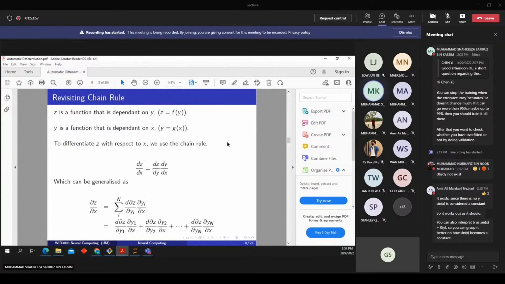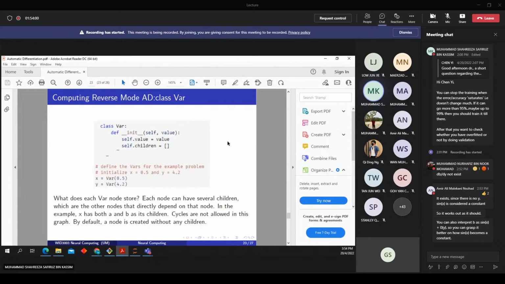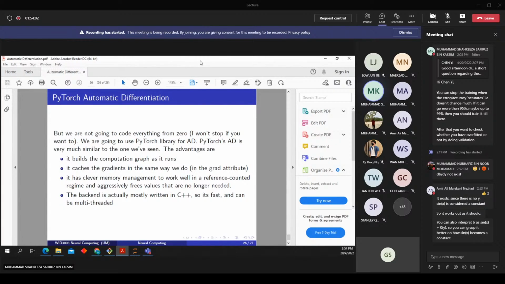So we can say goodbye to the slides for now. We are not going to code everything from zero. For PyTorch automatic differentiation, we're going to use the library. Like I said, pretty much everything in PyTorch today is automated. We have some built-in functions for them, and you can pull from different libraries, things like that.